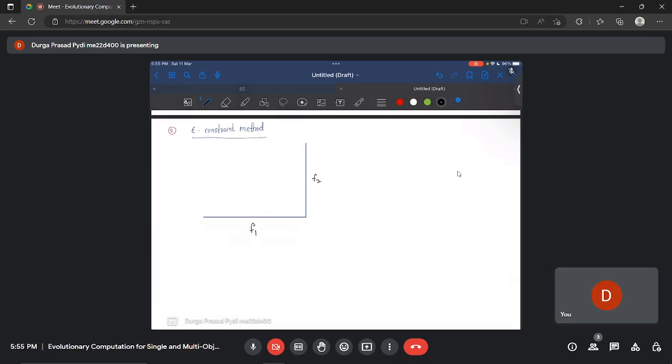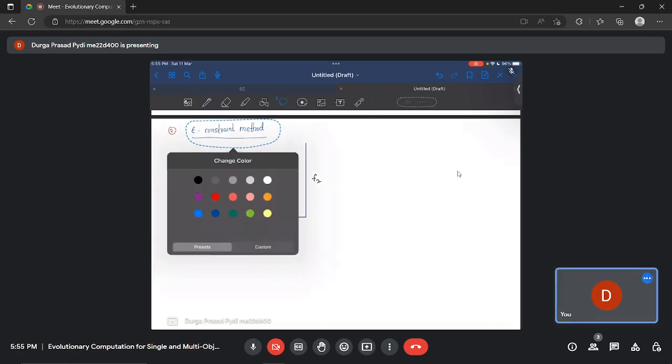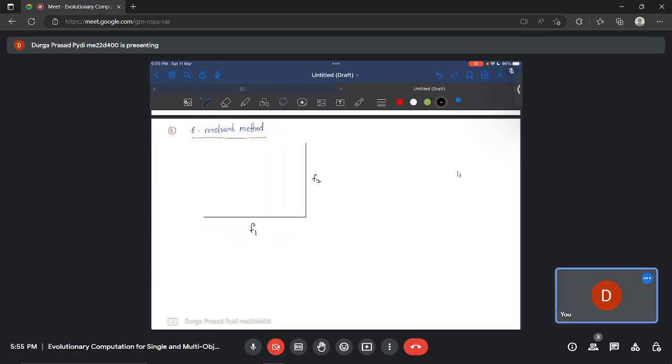Yes, sir. Epsilon constraint. This is also a conventional, classical technique. I hope now it is visible. Yes, sir.